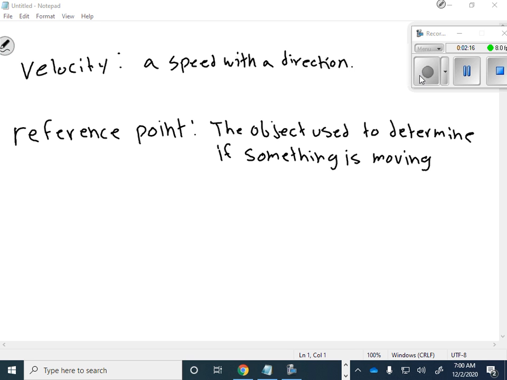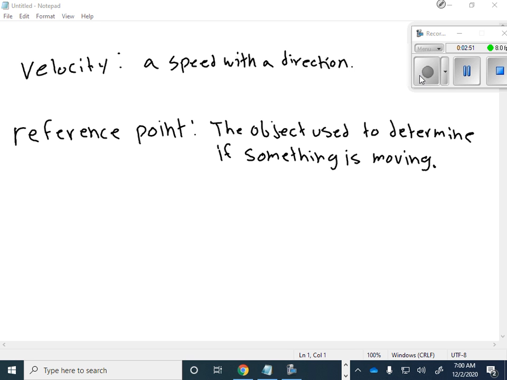So reference point is important, even though most people don't realize it is. With reference point, if you don't have something to reference, then you can't really tell that you're moving. Now, a lot of you may not think that makes sense. But if you were to imagine that you were in deep space, you had absolutely nothing around you, not a star, not a planet, nothing. You couldn't see anything. So you're in deep, dark, black space.